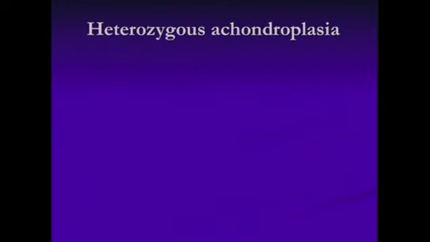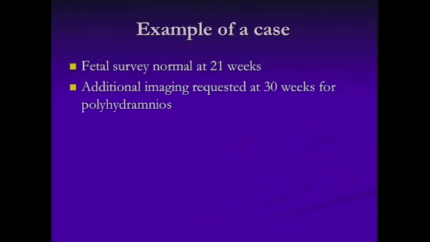Well, let's move on now to heterozygous achondroplasia. And it turns out that of the neonates that survive, when they're diagnosed in utero, this is going to be the common one. This is the dwarf that you might see walking around. So here's an example of a case.